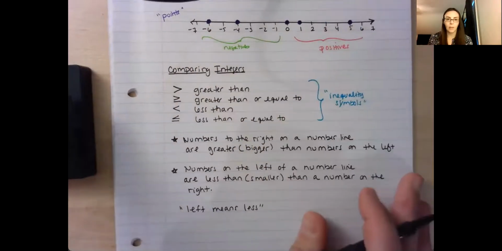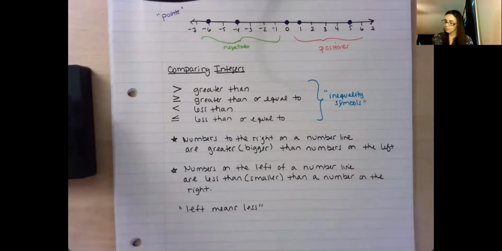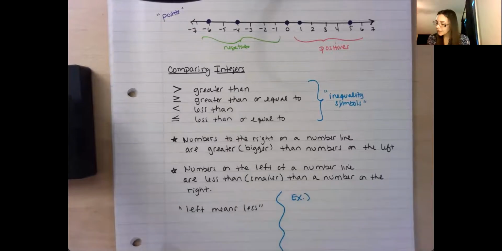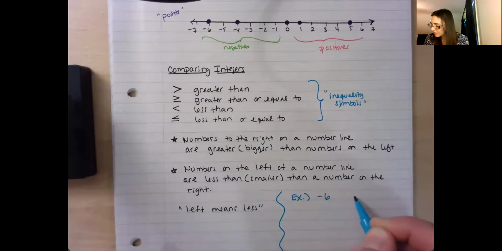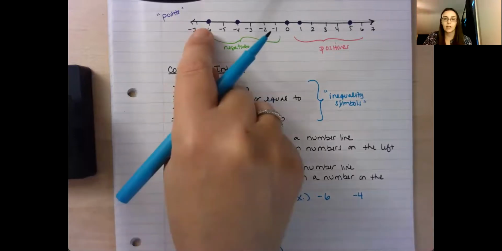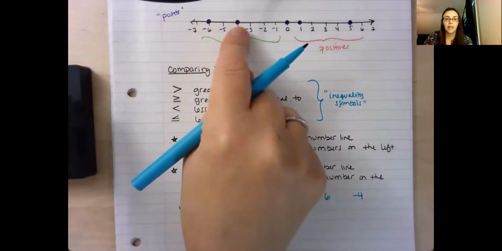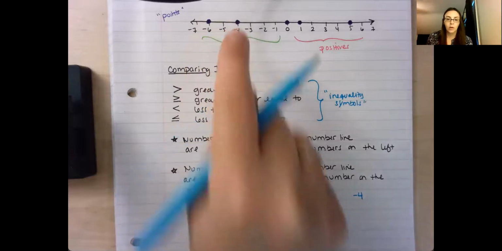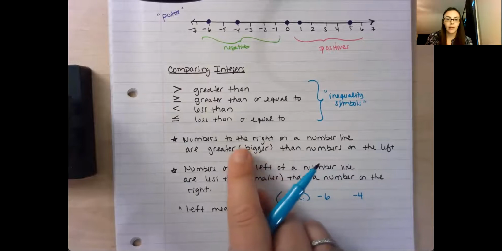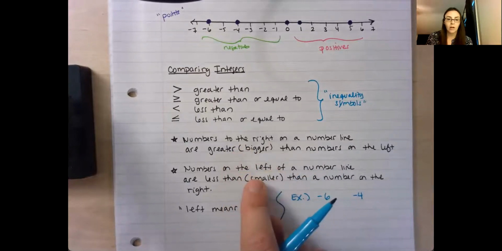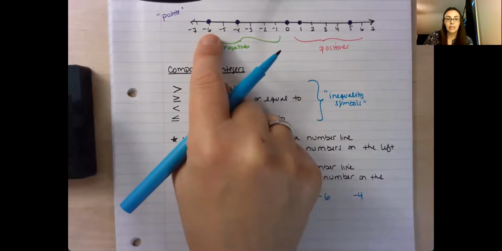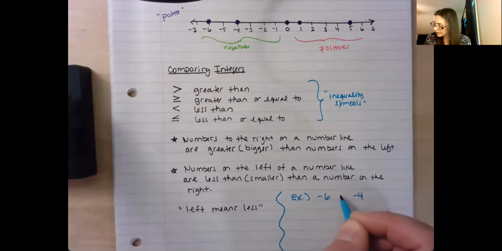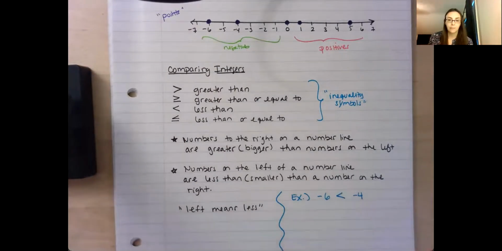So if a number is on the left, it is less. So we can use our number line up top here and just do a few examples. So let's say I wanted to compare -6 and -4. So those are 2 points that I already have. If I look at -6 and -4, I see -6 is on the left and -4 is on the right. So what happens is that numbers to the right are bigger and numbers on the left are smaller. So -6 is smaller than -4. So -6 is less than -4.